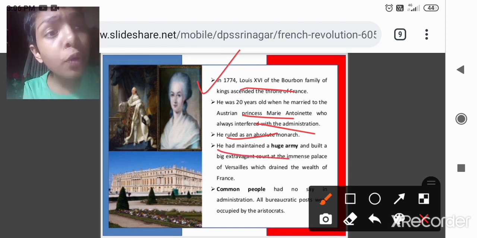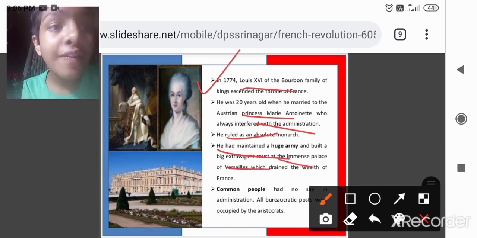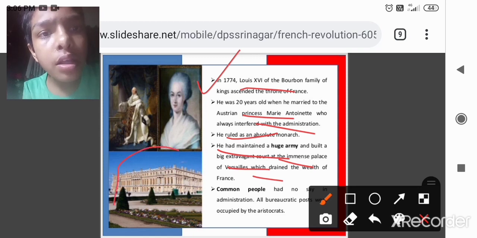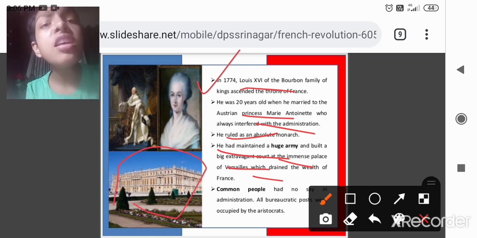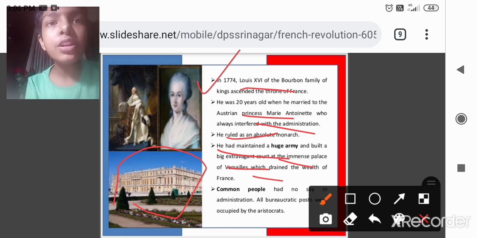He had maintained a huge army and built a big extravagant court at the immense palace of Versailles, which drained the wealth of France. See, this is the Versailles palace. Just by looking at it you can tell how much of France's money was spent here, how much wealth was drained. A normal palace could have also worked, right?